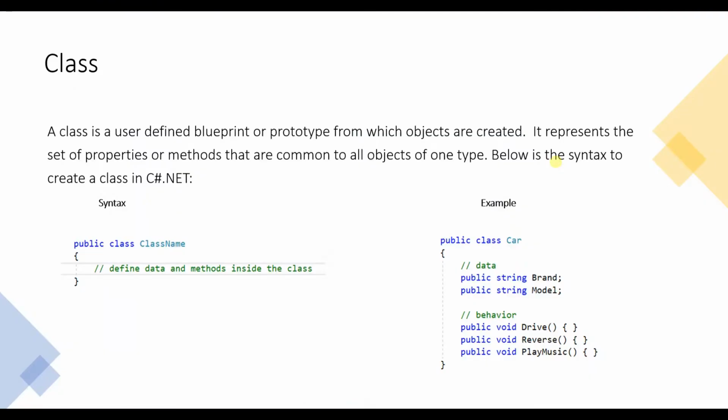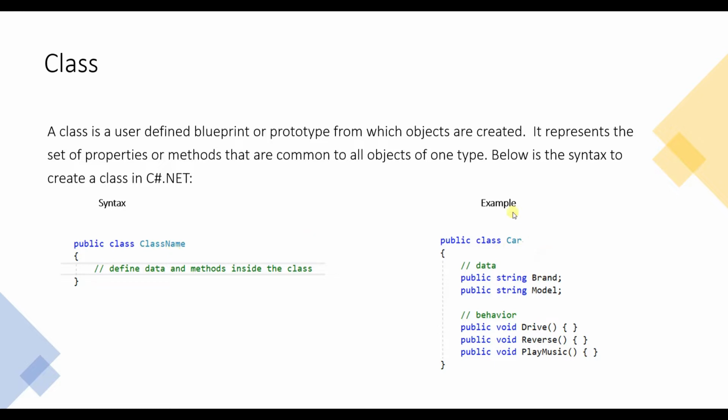Our first topic is class. So what is a class? Class is a user-defined blueprint from which objects are created. It represents the set of properties and methods that are common to all objects of one type. So below is the syntax to create a class in C#.NET. So syntax is we need to use class keyword then followed by its name.